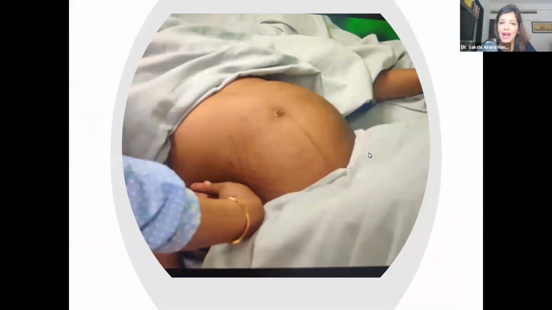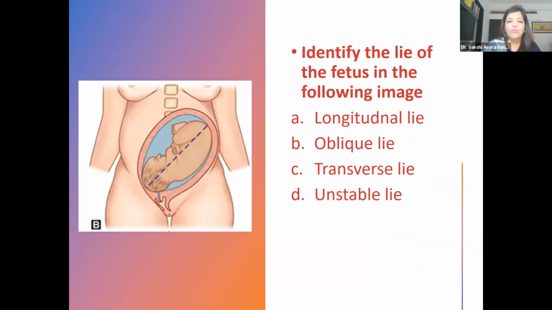So with your hand, you have to centralize the uterus and then comment upon the lie. Then you have to comment upon the fundal height, right? So in this case, I am going to move the uterus first, I'm going to centralize the uterus. Now, as you can see from the image, the moment you centralize the uterus from oblique lie, your answer will change to longitudinal lie. So the answer over here is longitudinal lie.